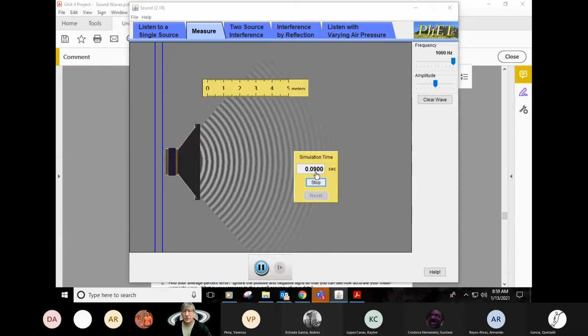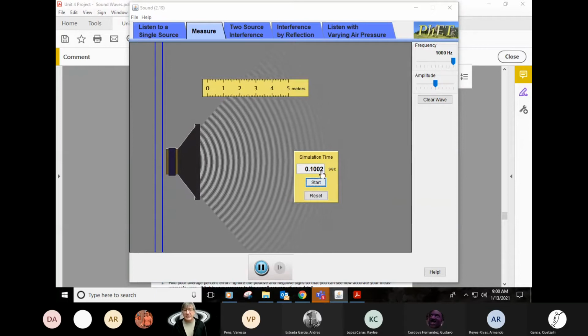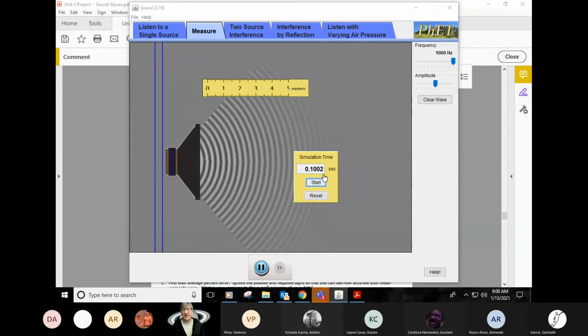0.08, 0.09, and stop. Oh, pretty close. I might not get this exactly because it's measuring it out to the like 10,000th of a second or something. But that's okay. That's good enough for us.